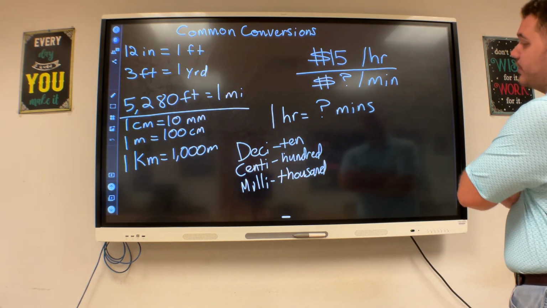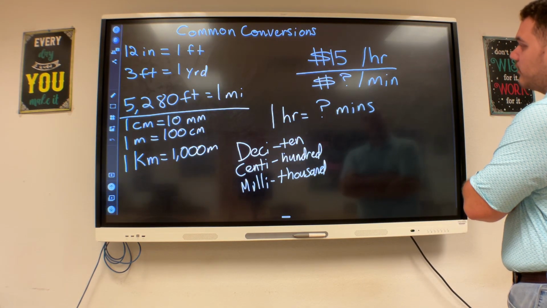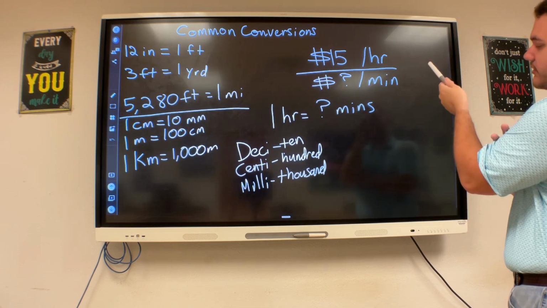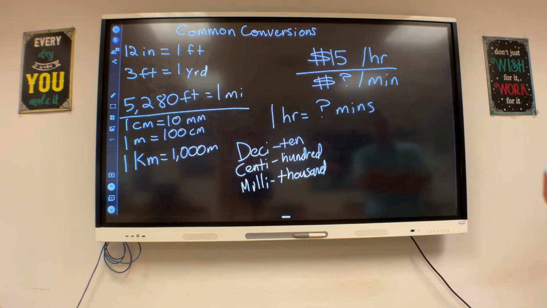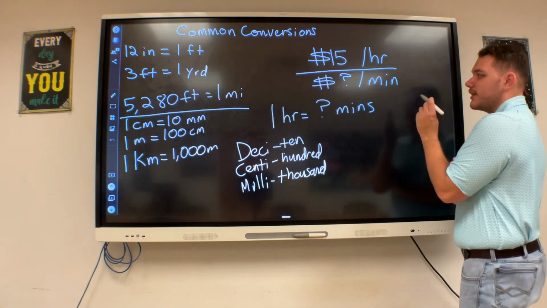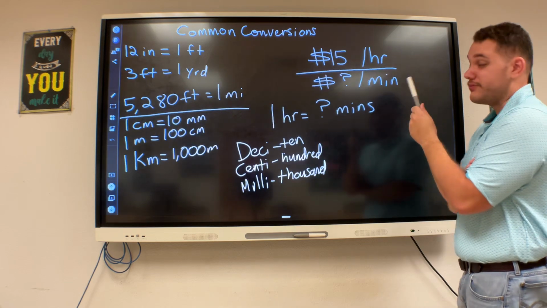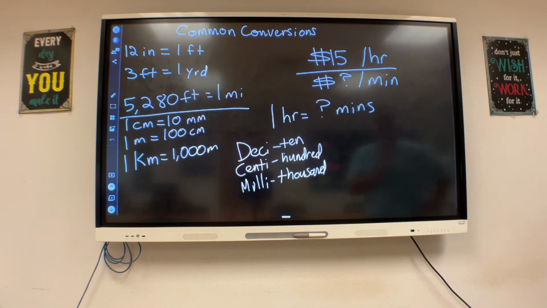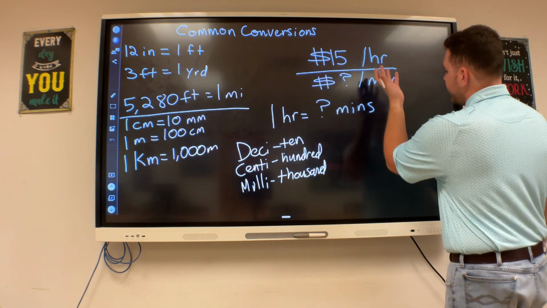So like I said, we're going to convert right here. We have an example. We're making $15 an hour at this job, wherever, it can be whatever. But for some reason, you decide, I want to work it out. I want to know how many dollars I'm making each minute. And so we would break it down.